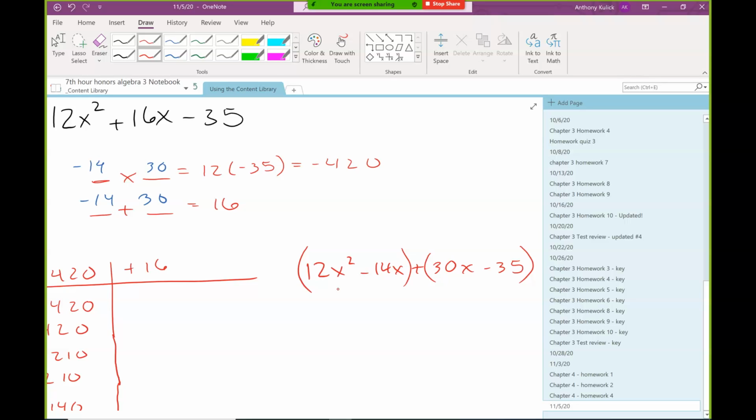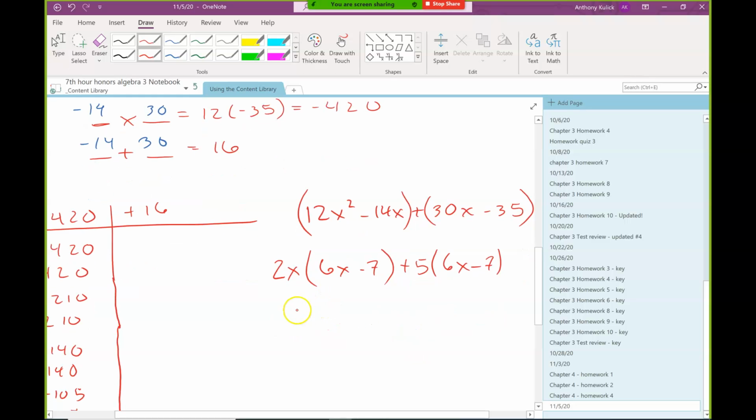From the first group, my greatest common factor is 2x, right? So that's going to give me 6x minus 7. From the second group, my greatest common factor is 5. That'll give me 6x minus 7. That part in the parentheses should always be the same if you're doing this correctly. If they are different, it means that you've either chosen the wrong two numbers or you've done some little factoring thing incorrectly.